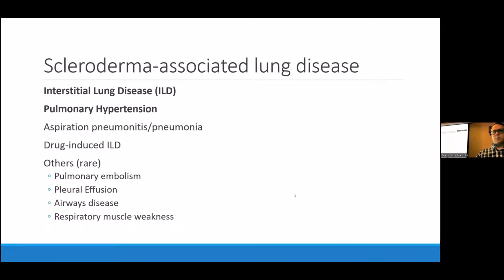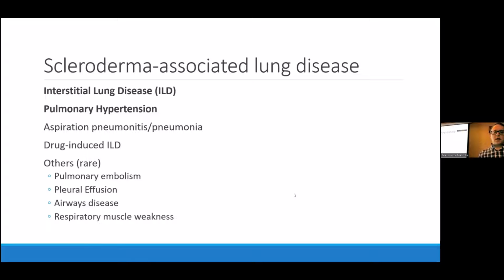And for example, aspiration has a great impact on the development, prognosis and worsening of interstitial lung disease. Similarly, you can have pulmonary hypertension that is strictly because you have another pulmonary disease like interstitial lung disease. So there's lots of interplay between these different diagnoses.